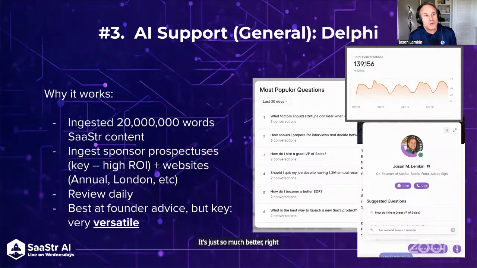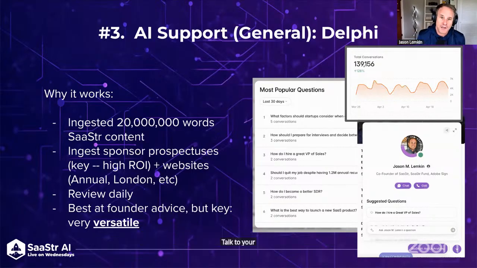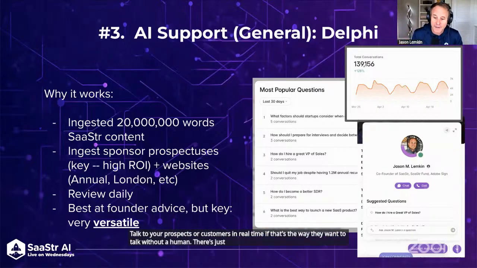There's no excuse to not have a super well-trained AI talk to your prospects or customers in real time if that's the way they want to talk without a human. So if nothing else, pick a general tool and run with it. That's the meta learning.